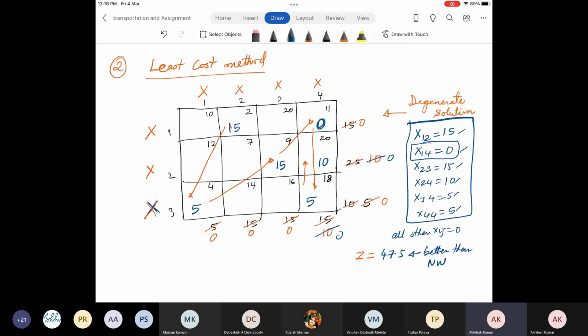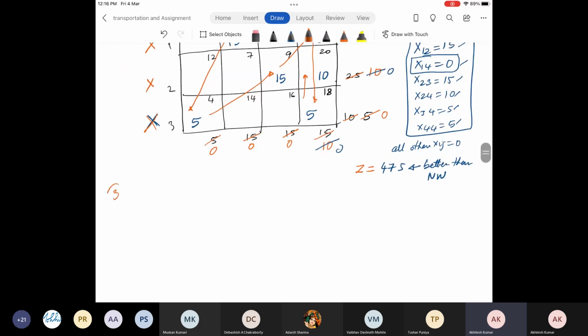Wherever you are putting, it only cares about which one is the minimum at that time, not whether I can do a trade-off, where I give a small amount here but later I can give a bigger amount at other costs. So that is not being taken care of, and that's why the third method takes care of that. It is called Vogel's approximation method.